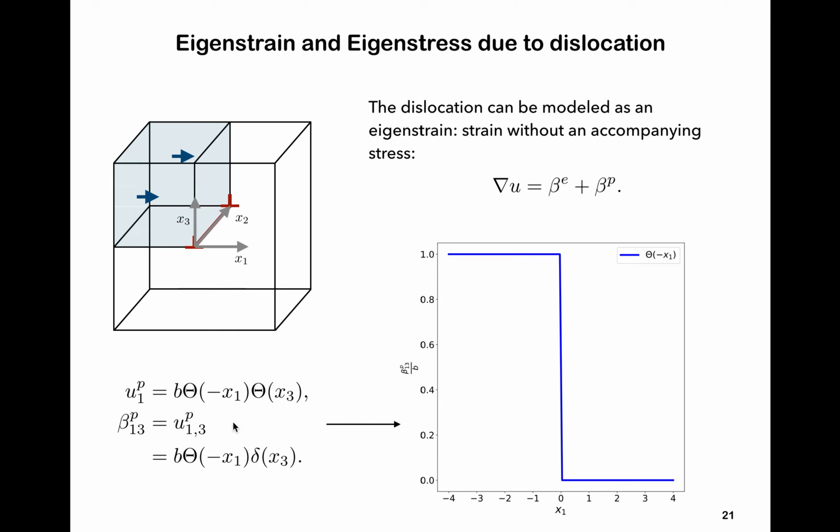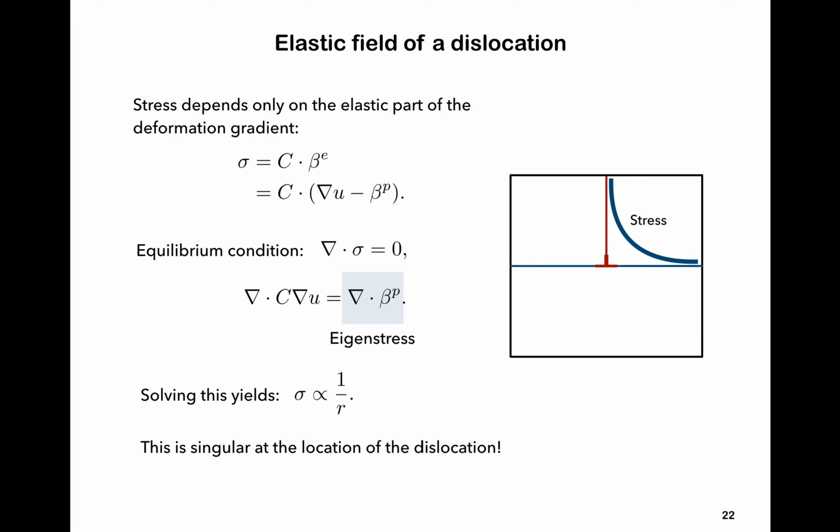So you see now that you have an expression for beta 1p. In particular, you have shown that the 13 component of the plastic slip is given by b, the Burgers vector, times the Heaviside function, which just tells you where the dislocation is present, times a Dirac delta function in the x3 direction, which is the top direction. Now the rest of it is very simple.